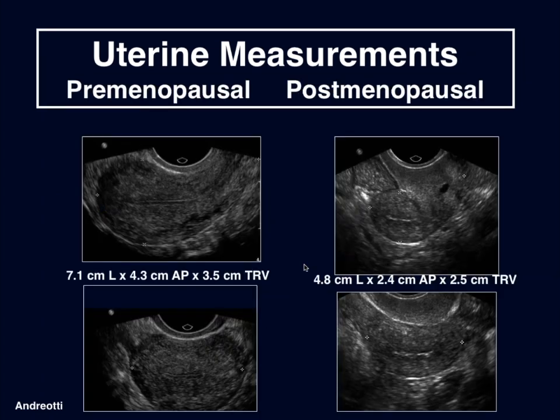So to compare the uterus in the menstruating age group and the postmenopausal age group, I'm showing you these images where we have the menstruating age group patient. The uterus measures about 7 centimeters in length. And you can see that the measurements of the postmenopausal uterus are considerably smaller and visually look a bit smaller than the menstruating age group uterus.